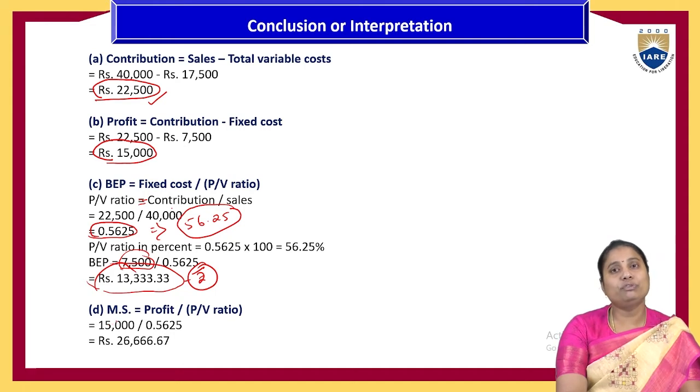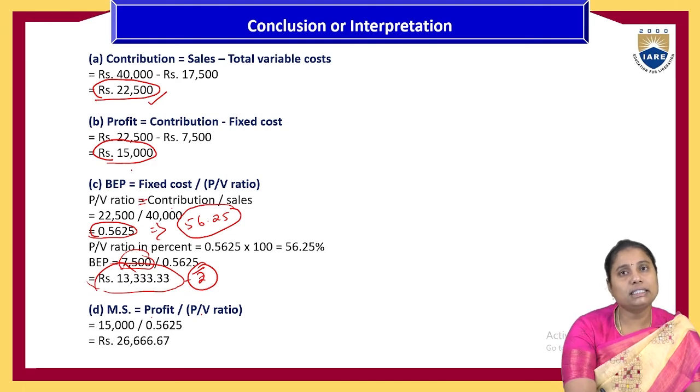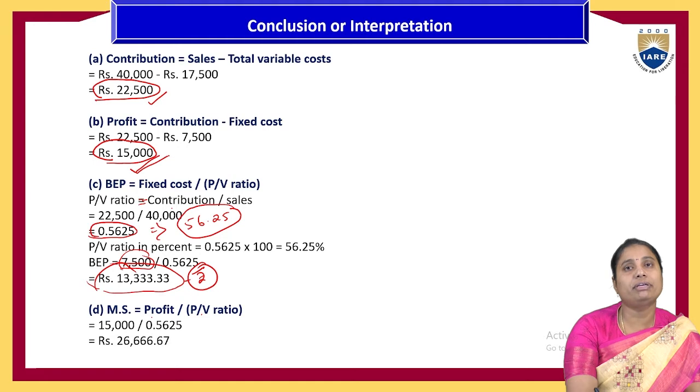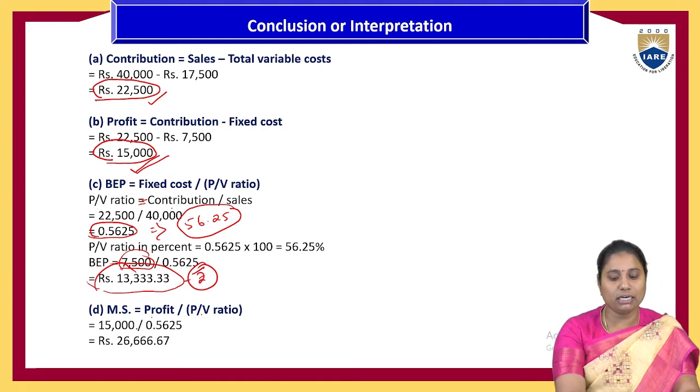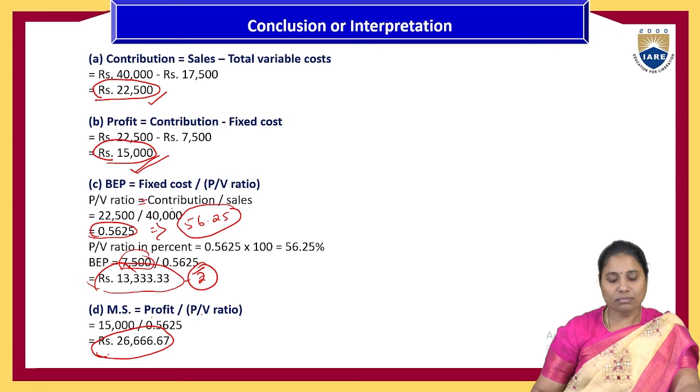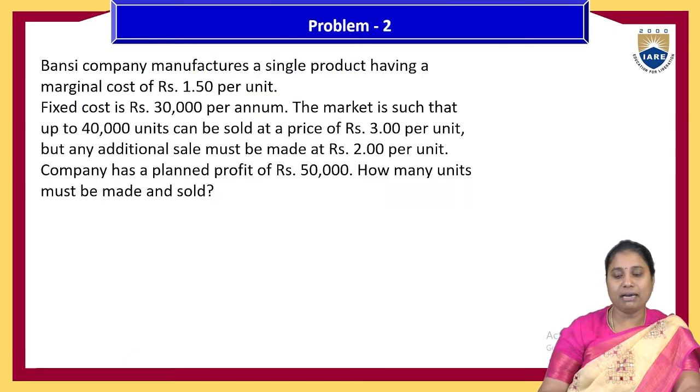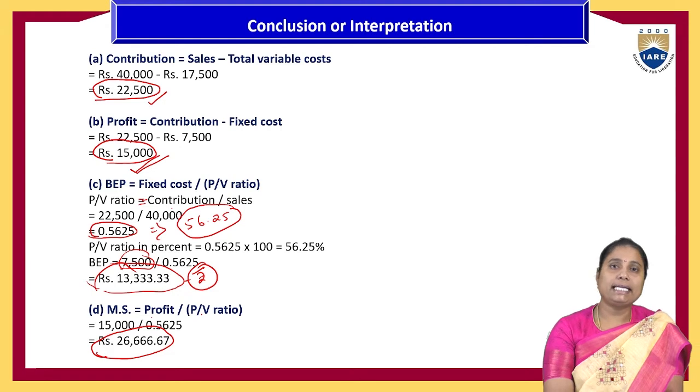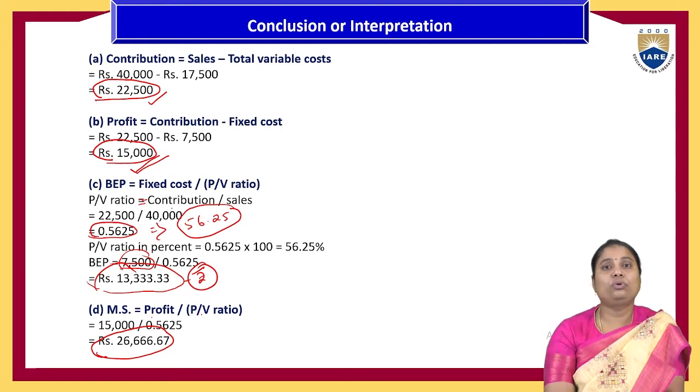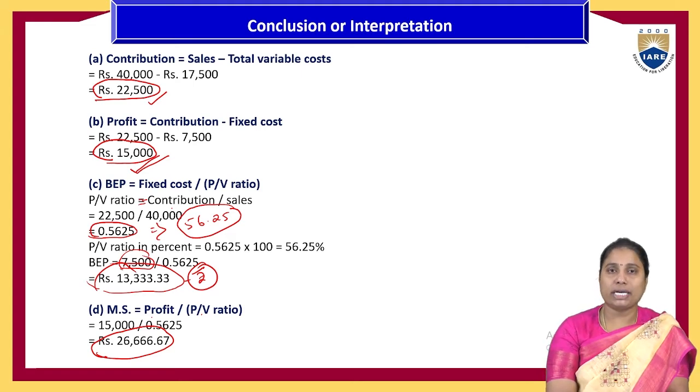As we know, the margin of safety is equal to actual sales minus BEP sales, or profit divided by the PV ratio. The total profit of this organization with the given data we calculated as 15,000, divided by the PV ratio of 0.5625, which equals 26,666 rupees. So like this we can calculate easily. If we have the theoretical support and know how these formulas were derived, then it is very easy for us to analyze this.